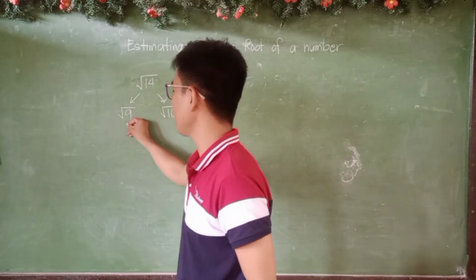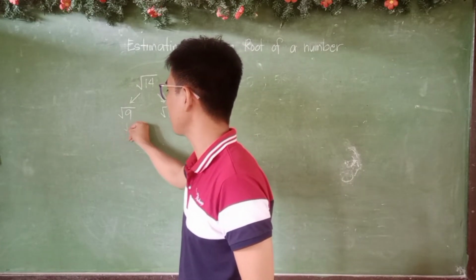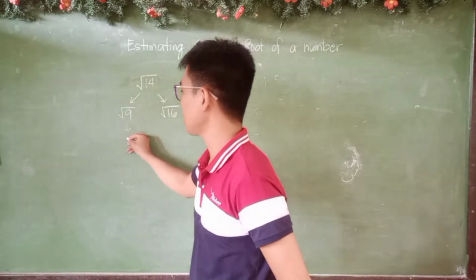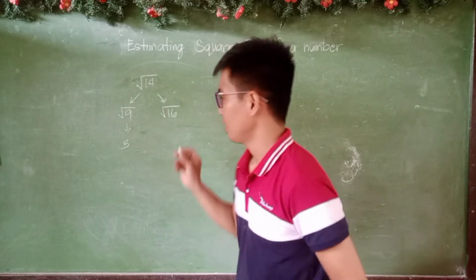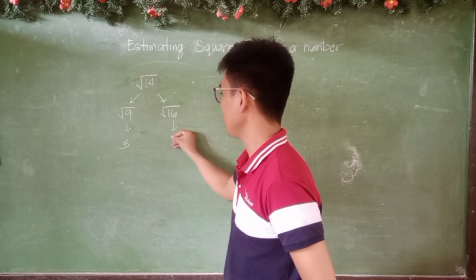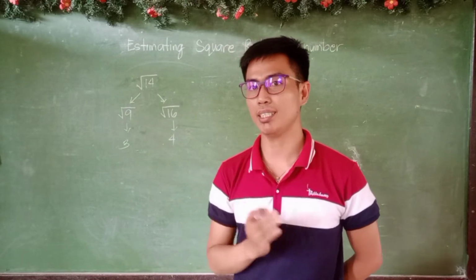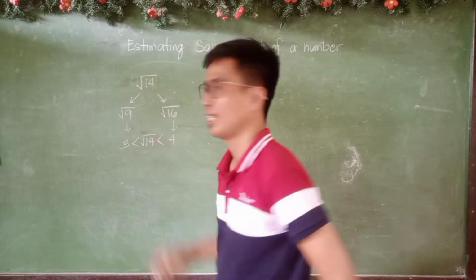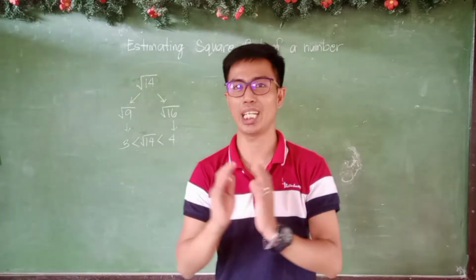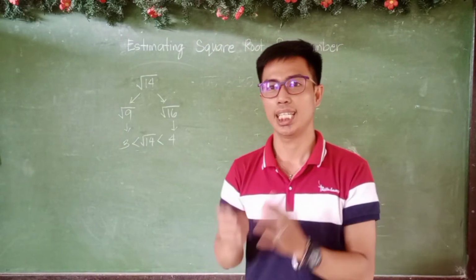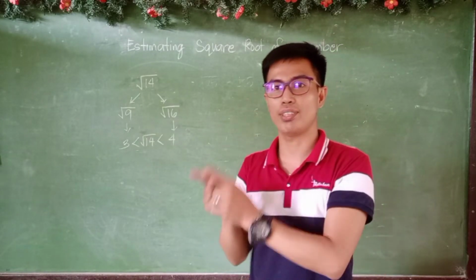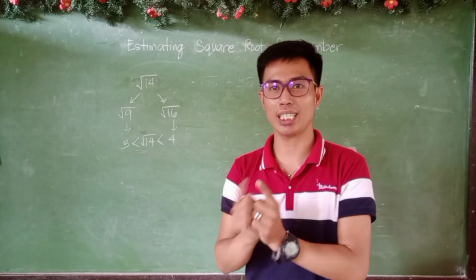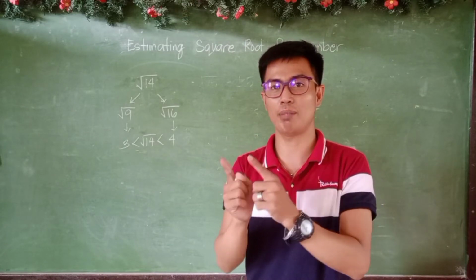Since nakuha na natin yung perfect square number, kunin lang natin yung square root or yung principal root. Since square root of 9 siya, that means the principal root is positive 3. And the principal root of 16 is positive 4. So that means square root of 14 is lying between 3 and 4. Ibig sabihin, mas mataas sa 3, mas mababa sa 4. So that is where the square root of the number lies.